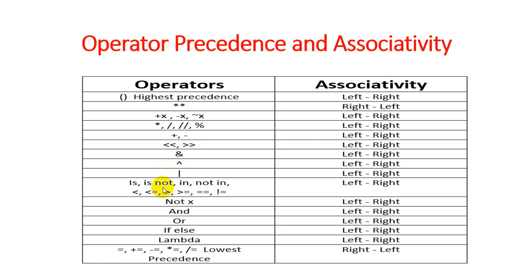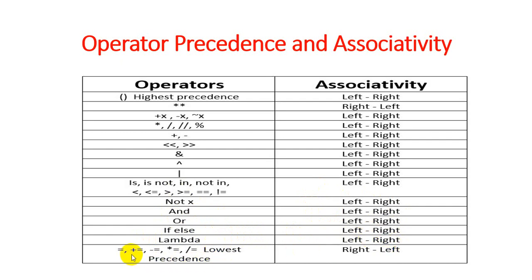Next precedence is not, in, not in, and the relational operators: less than, greater than, less than or equal to, greater than or equal to, not equal to. The associativity is left to right. Next, the NOT operator, it is left to right. Then the AND and OR operators. These are the logical operators: logical and, logical or and not. The associativity is left to right. So next, the if else, the associativity is left to right. The lambda operator is also left to right.